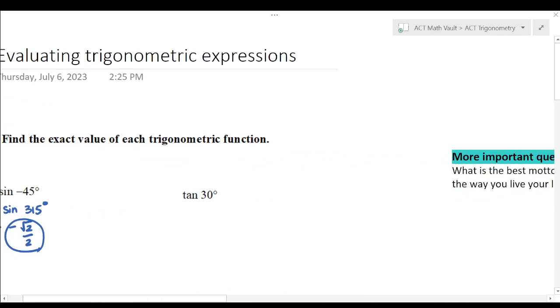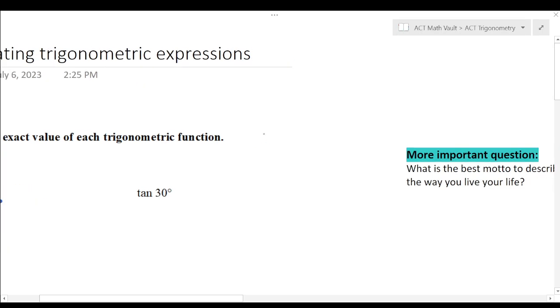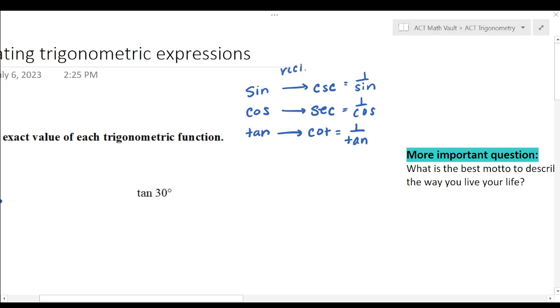Now, in the next one, tangent 30 degrees is what we have. So let's try to remember all of the trig functions. I like to do sine, then cosine, then tangent, and then sine kind of goes with cosecant, cosine goes with secant, tangent goes with cotangent. If I were asked, say, cotangent, that's going to be the same thing as 1 over the tangent. Secant then is 1 over the cosine. Cosecant is 1 over the sine. So these I want you to think of as basically reciprocals of the others.